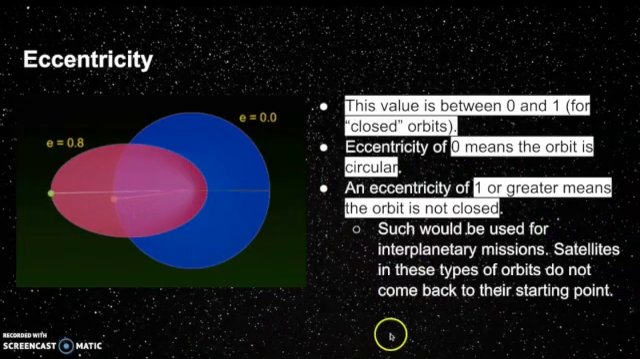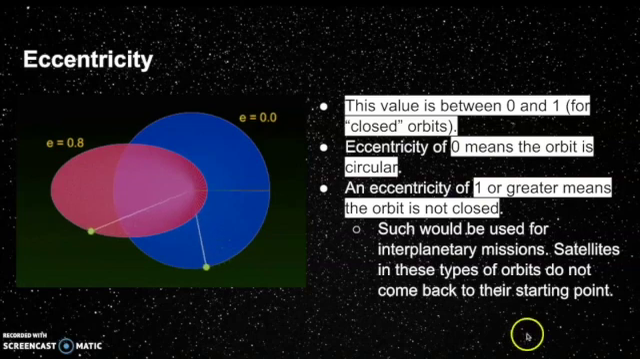Okay, so continuing with eccentricity, this value is between 0 and 1 for closed orbits. An eccentricity of 0 means the orbit is actually circular. And an eccentricity of 1 or greater means that the orbit is not closed. So this would be used for interplanetary missions. Satellites in these types of orbits do not come back to their original starting point. That's why it would be an open orbit. So if we were sending a rover to Mars and we did not intend for the rover to return to Earth.